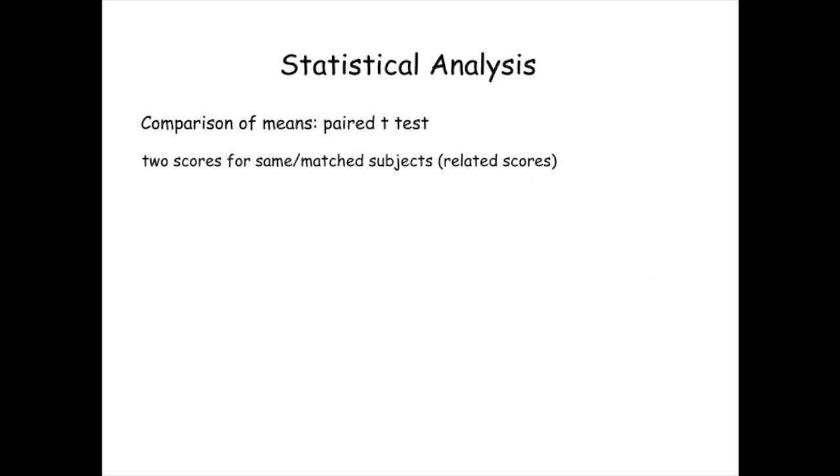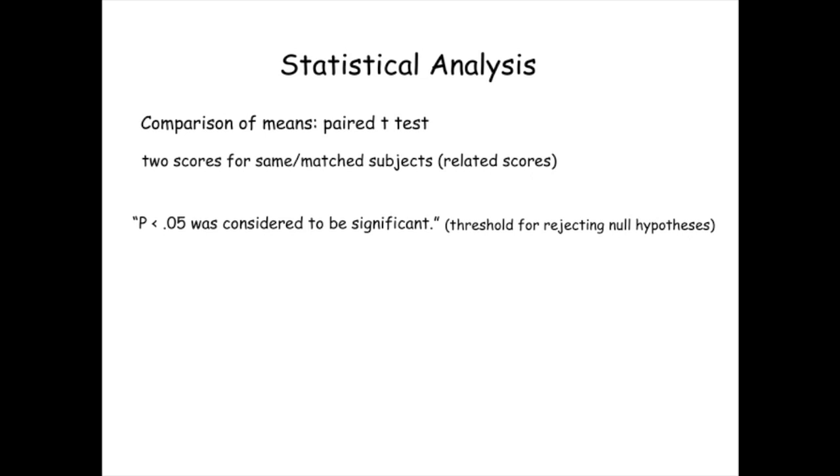The researchers used paired t-tests because each subject had scores under both treatment conditions for each outcome. The researchers state that p less than 0.05 was considered to be significant. This is their threshold for rejecting the null hypothesis.